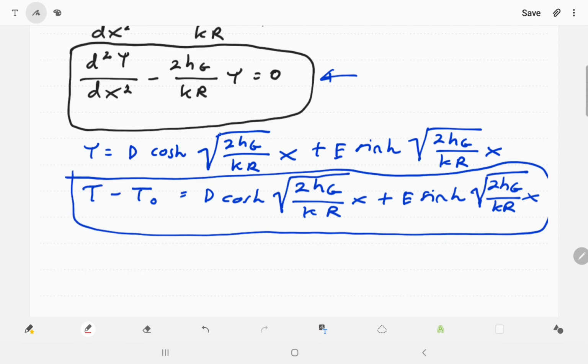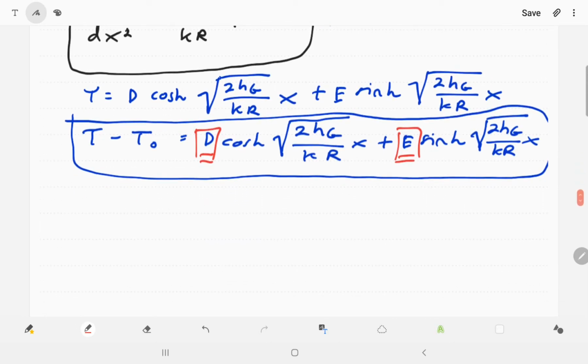Note that for this particular solution in here, the boundary condition is used to get the value of these two constants, which at the moment we don't know. So we need to find them from the boundary conditions. So let's start by using the first boundary condition.